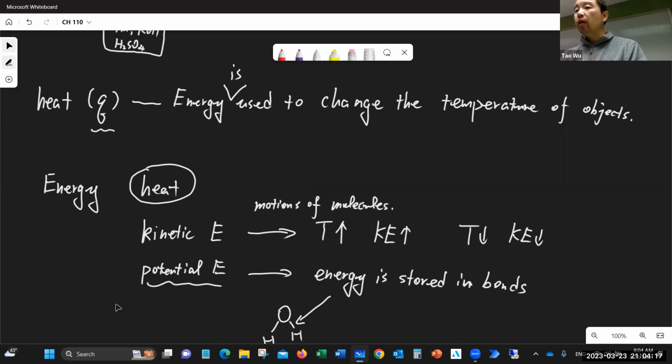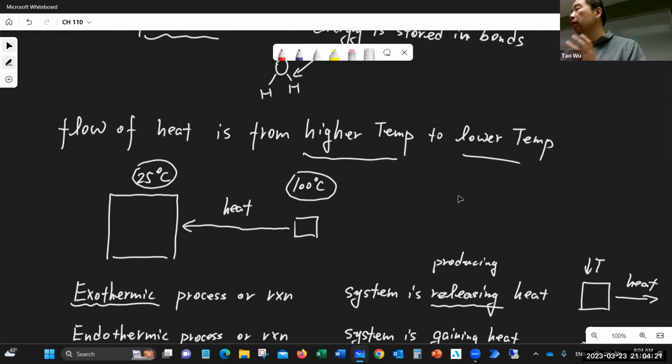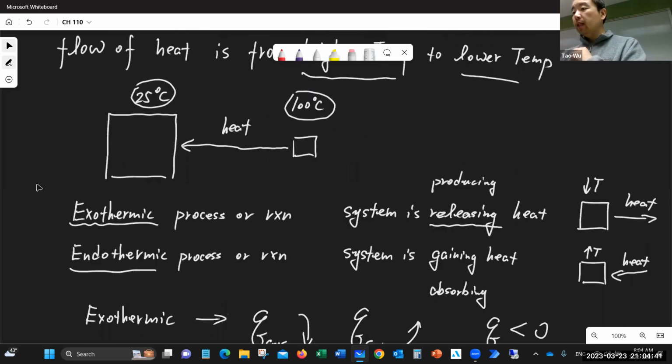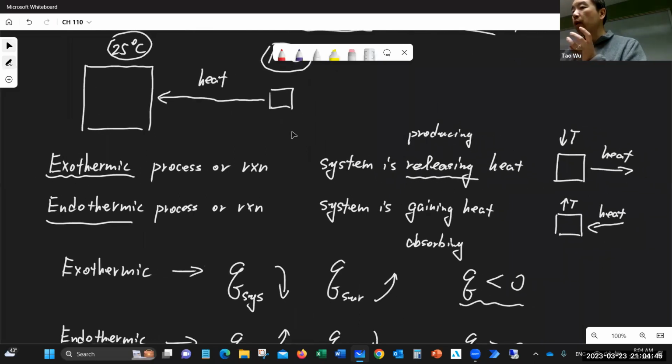The flow of the heat is always from a higher temperature to a lower temperature. That's the flow of heat. Always from higher temperature to lower temperature. So it really doesn't matter what size the object is. As long as the object has a higher temperature, it's going to move the heat from the high temperature to the lower temperature. And the heat transfer has a direction.